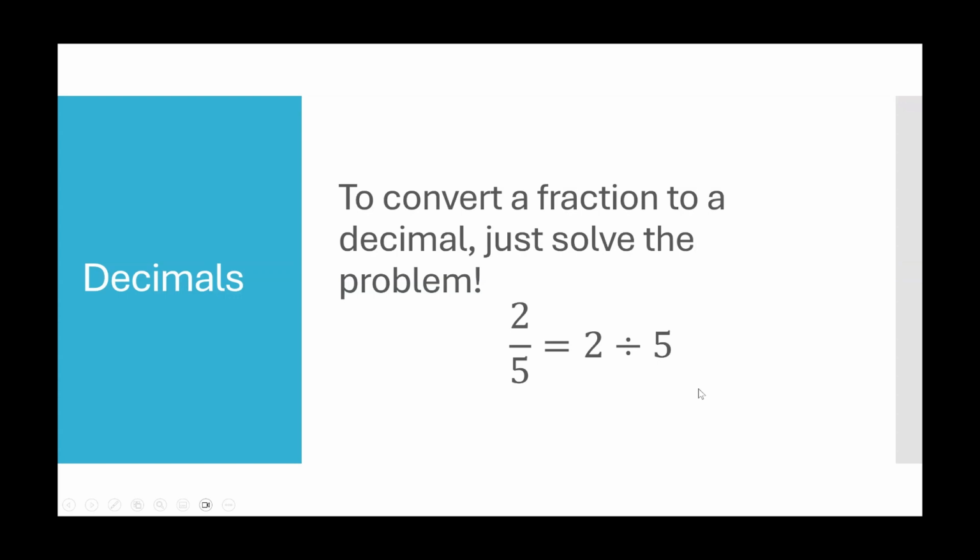If you need to convert a fraction to a decimal, it's so simple. You just take the bar in a fraction, which you remember means divide, and then you just solve this problem, 2 divided by 5. You can do that through long division. You can do that with your calculator, whatever way works for you. But that will get you your decimal: it's just solving that problem of 2 divided by 5.